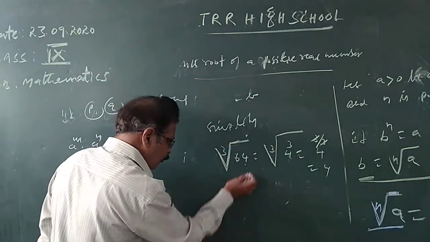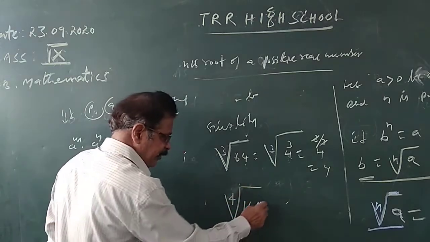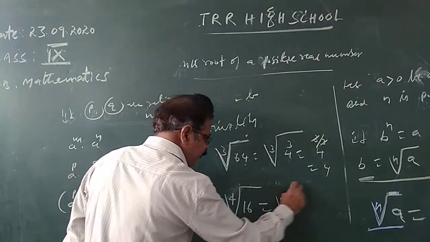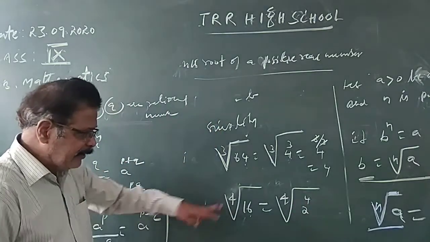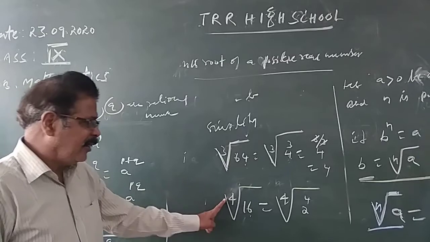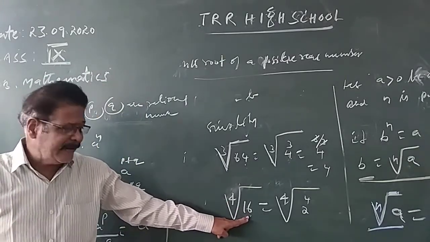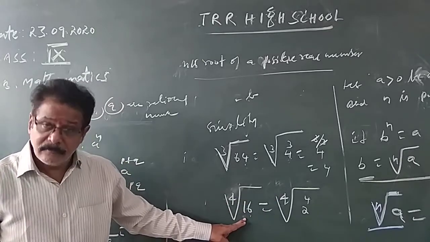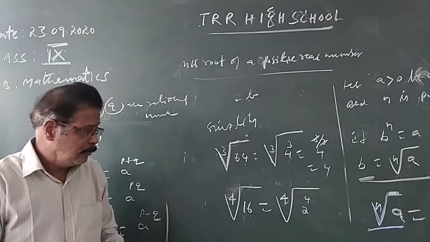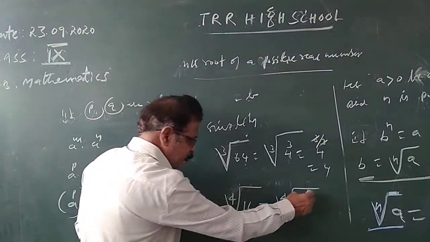Similarly, the 4th root of 16. How can you write it? 2 power 4. Whatever the order is, write the order as the exponent of the radicand. The radicand is 16, which factorizes as 2 to the power of 4. So the 4th root of 16 means 2 power 4.